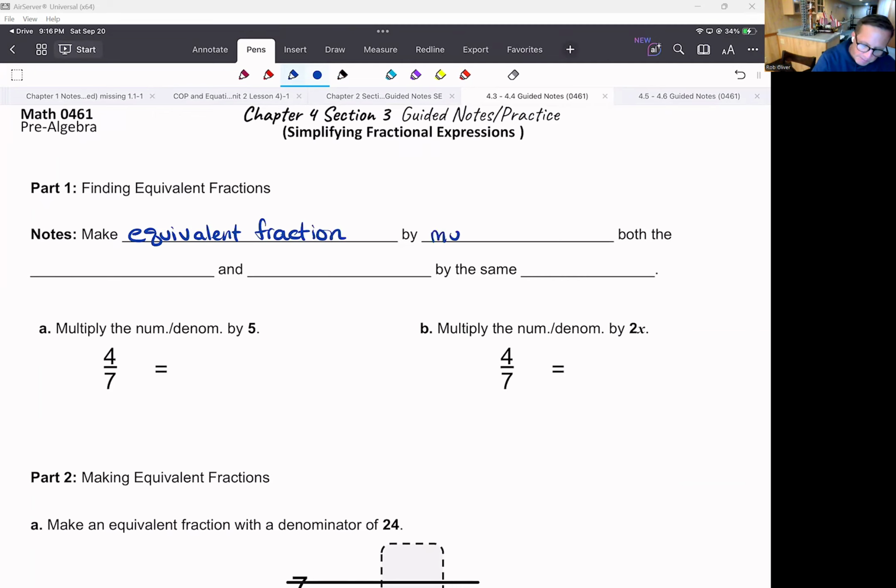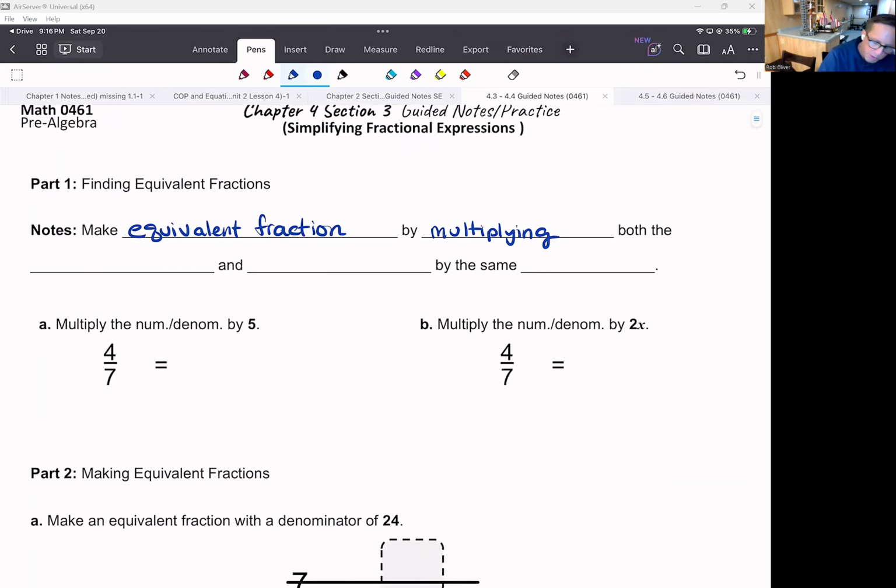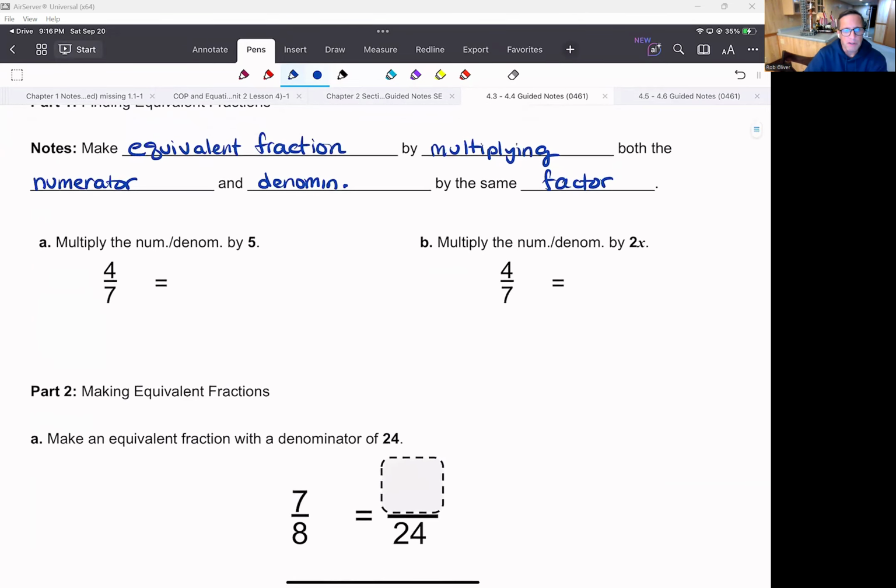By multiplying, you can actually also divide, but we're going to focus on multiplying both the numerator and denominator by the same factor, by the same number. Okay, so in these two examples right here for A and B, we're just going to do what the instructions say, which is multiply the numerator and denominator by 5. So we're going to multiply the top by 5 and multiply the bottom by 5. And that comes out to 20 over 35.